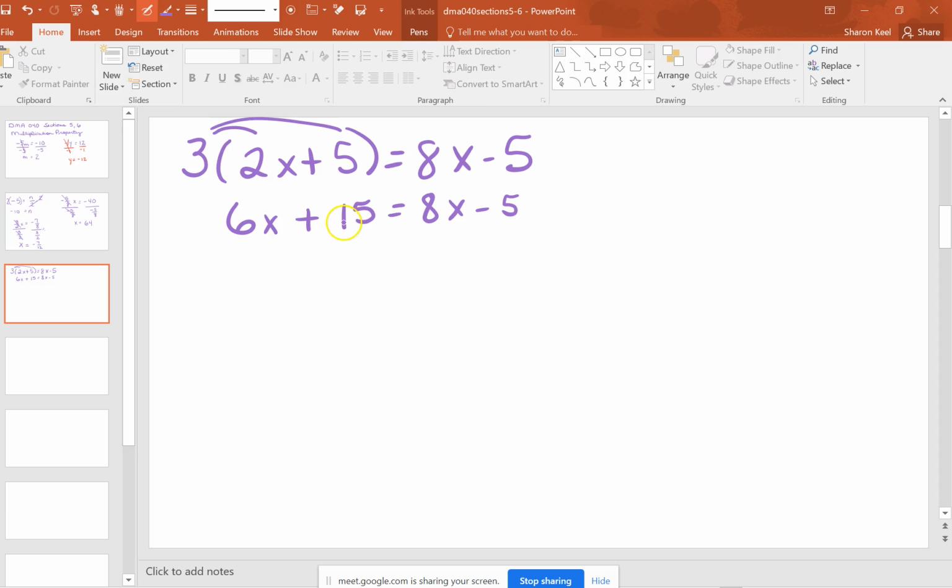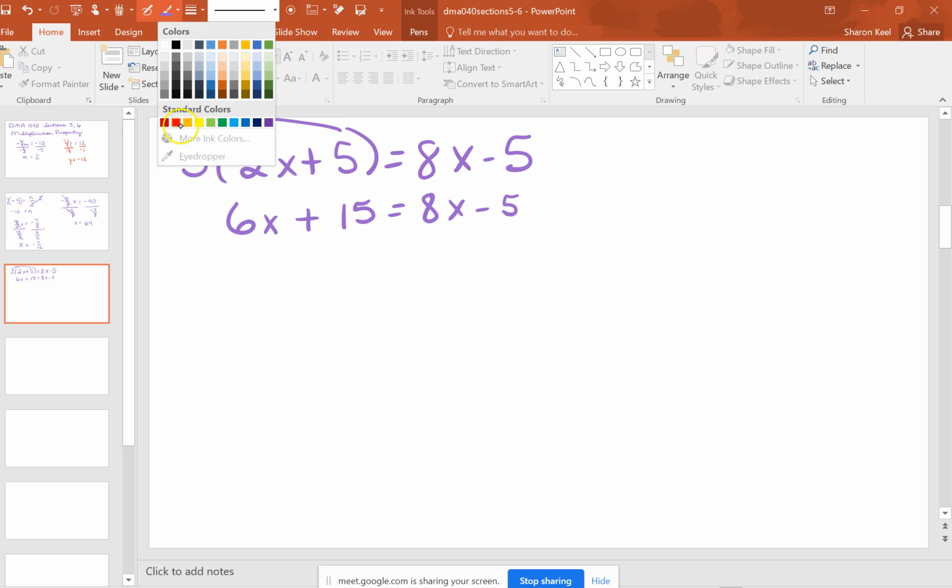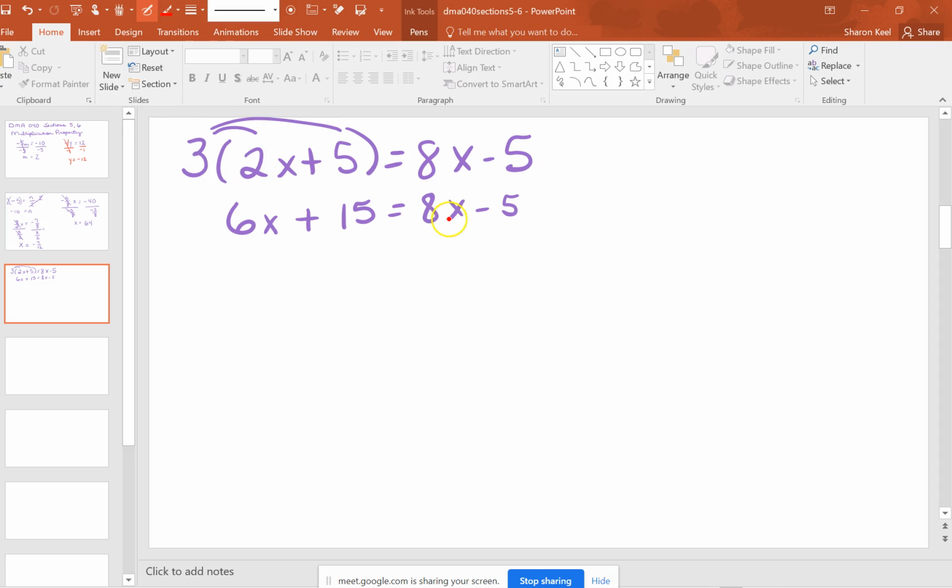So at this point so far, there's no like terms to combine on the left, no like terms to combine on the right. What we're going to do is take the x from the right and move it to the left. So the opposite of adding is to subtract 8x. That's going to make the 8x cancel. Subtract 8x. 6 minus 8 is going to give me a negative 2x. Bring down my plus 15 is equal to negative 5.